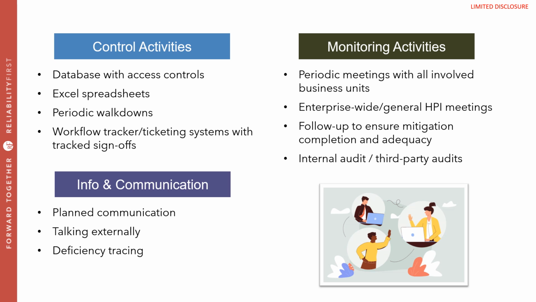And finally, the 5th component, monitoring activities. This could look like periodic meetings with all the involved business units. Maybe you hold enterprise-wide or general Human Performance Initiative, HPI, type meetings. Also, purposefully following up on everything, anything from your HPI calls, for example, to ensure mitigation completion and adequacy. Or, as I like to call this one, don't just find a problem, fix a problem.